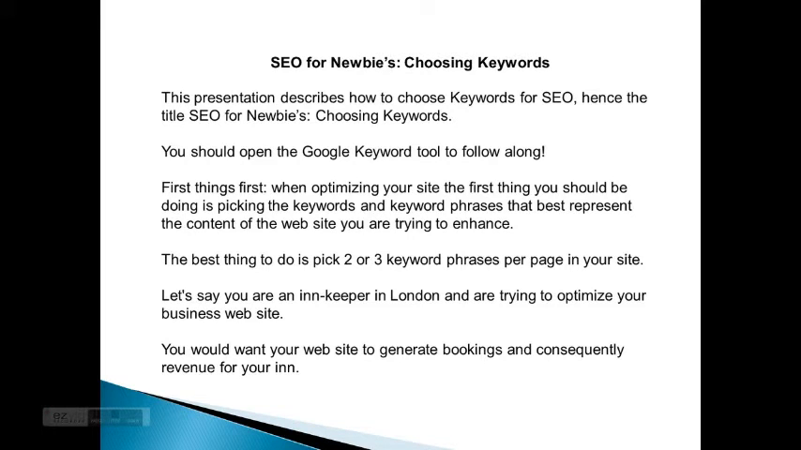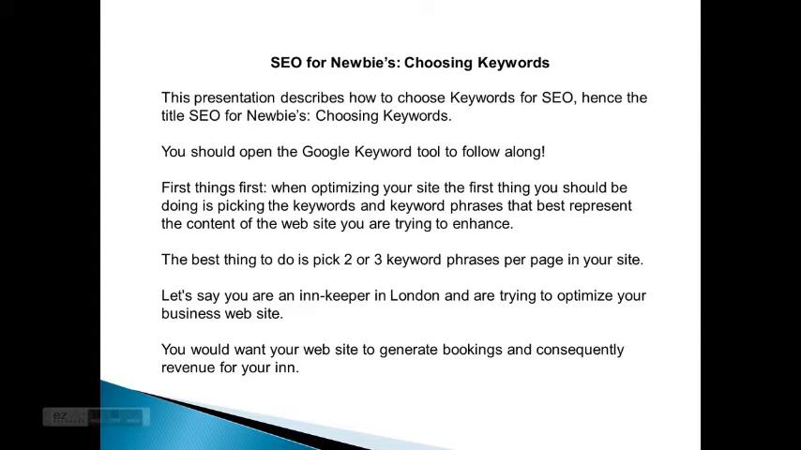This presentation describes how to choose keywords for SEO, hence the title SEO for Newbies. You should open the Google keyword tool to follow along. First things first, when optimizing your site, the first thing you should be doing is picking the keywords and keyword phrases that best represent the content of the website you're trying to enhance. The best thing to do is pick 2 or 3 keyword phrases per page.